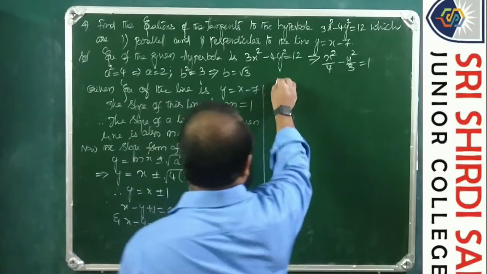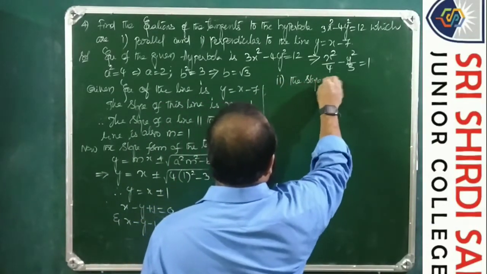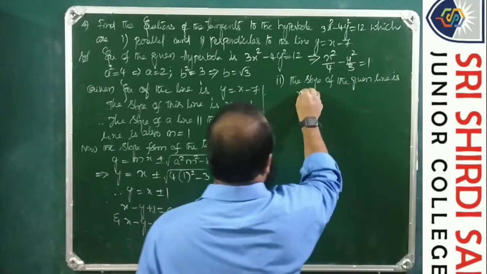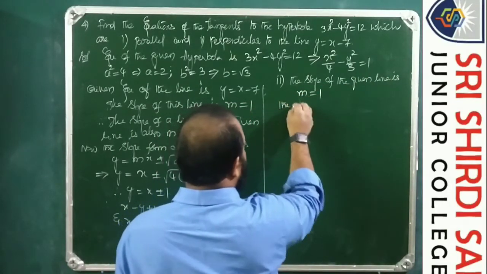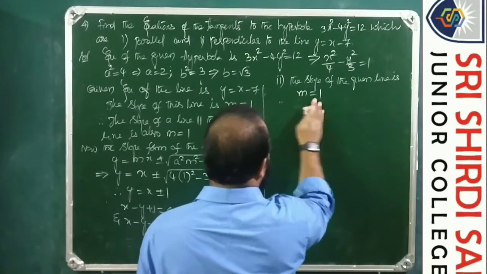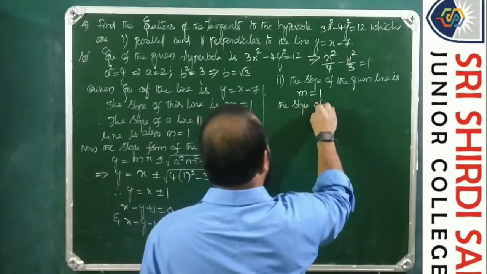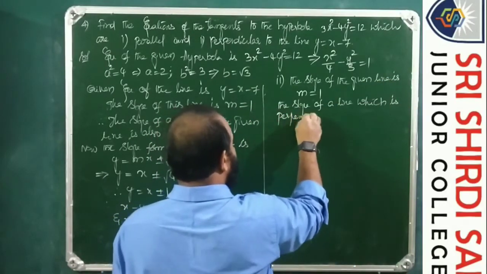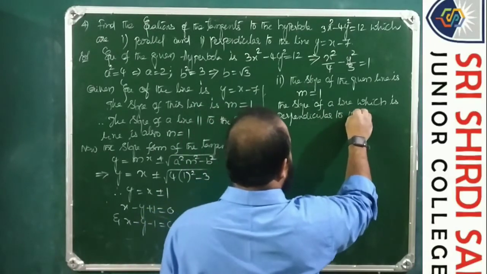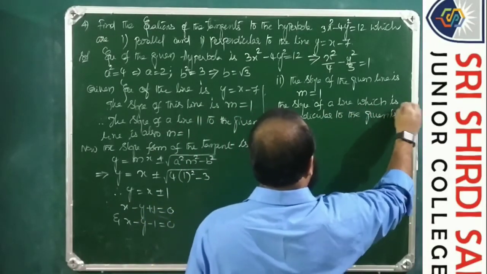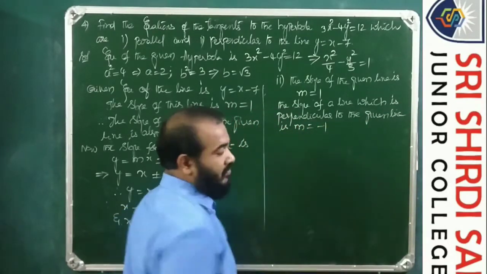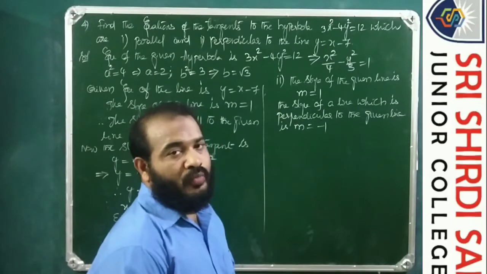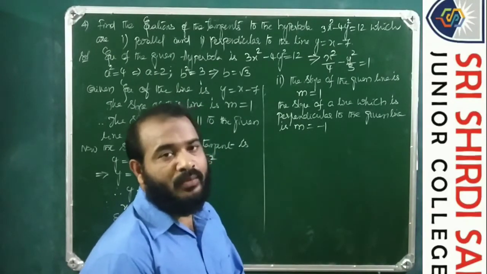Now the slope of the given line is m equals to 1. So the slope of a line which is perpendicular to the given line is m equals to minus 1, because 1 into minus 1 equals to minus 1. So if the product of the slopes is equal to minus 1, then those two lines are perpendicular to each other.